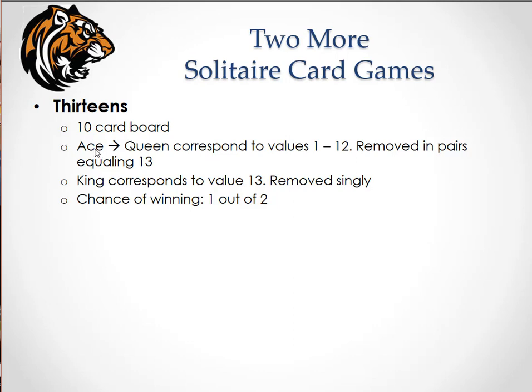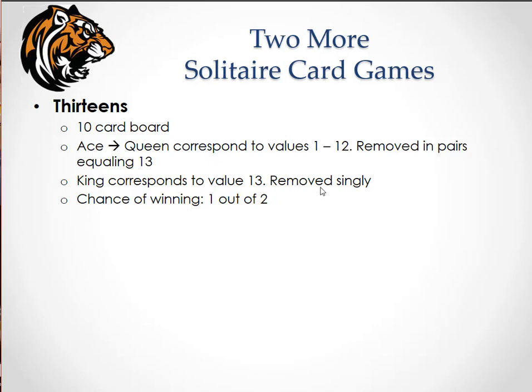The cards ace through queen correspond to the values 1 through 12, and they are removed in pairs that equal the number 13. The king, however, corresponds to the value 13 in and of itself, so it can be removed singly. And the chances of winning in this game are 1 out of 2. In other words, it's a lot easier to win than the game 11s. It's a lot easier to make those pairs.